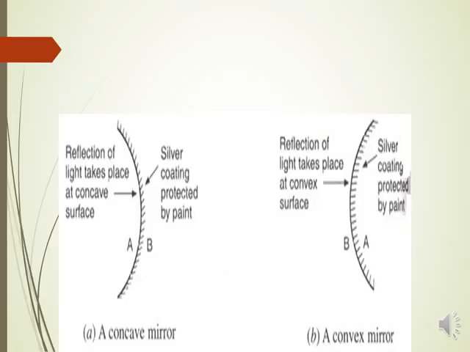So these are the pictorial representations of a concave mirror and a convex mirror. Now just have a look at the diagram of a concave mirror. In this diagram, the outer surface of a concave mirror is shown polished and the reflection of light is taking place from the inner surface. And in case of a convex mirror, in the diagram also, the inner surface of a convex mirror is polished, whereas the reflection of light is taking place from the outer surface of the convex mirror.